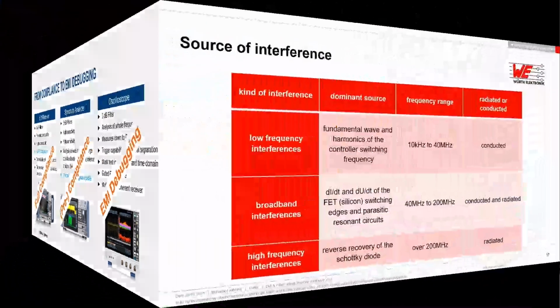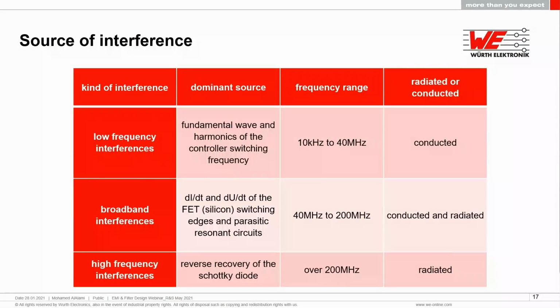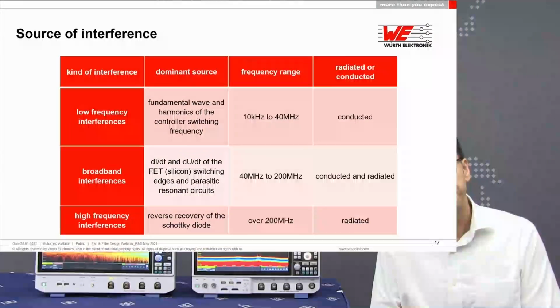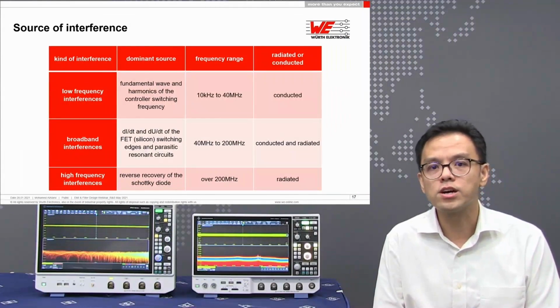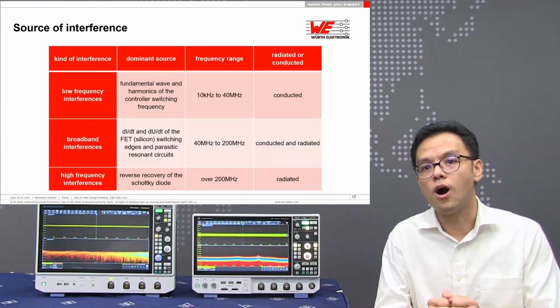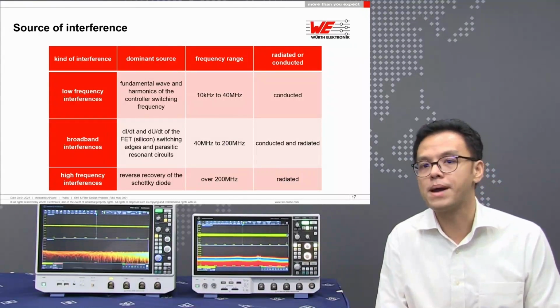I have borrowed this slide from a colleague at Würth Elektronik because it simplifies the understanding of noise sources. Low-frequency noise typically originates from fundamental waves and controller harmonics, and is very dominating in conducted emissions. Conversely, high-frequency noise is often radiated, particularly in power circuits, where it may be associated with the fast and high spikes of Schottky diodes. Broadband interference, on the other hand, usually combines conducted and radiated elements originating from switching edges and parasitic resonance.